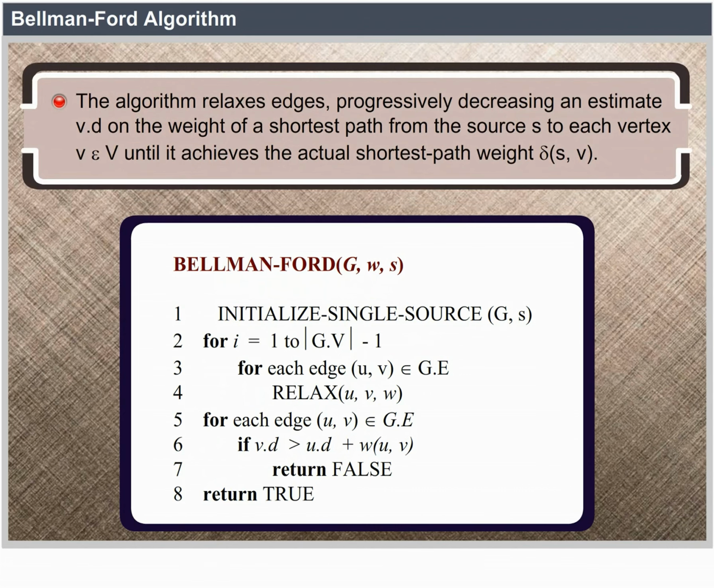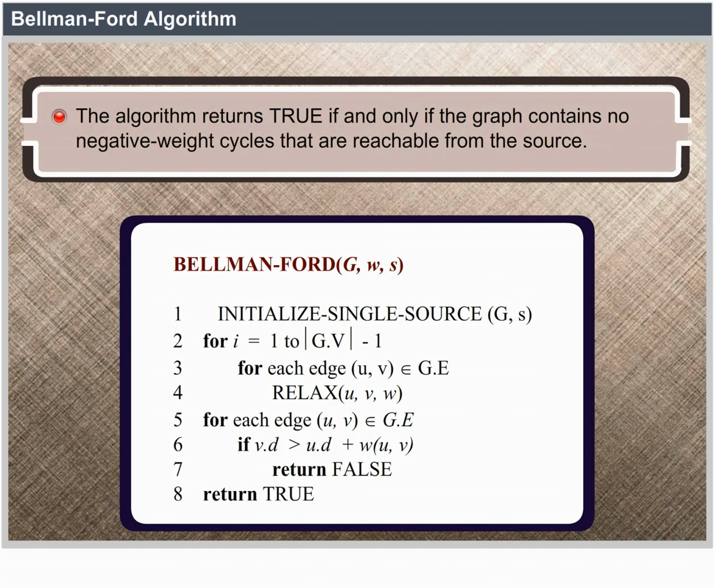The algorithm relaxes edges, progressively decreasing an estimate v.d on the weight of a shortest path from the source s to each vertex v belonging to V, until it achieves the actual shortest path weight δ(s, v). The algorithm returns true if and only if the graph contains no negative weight cycles that are reachable from the source.